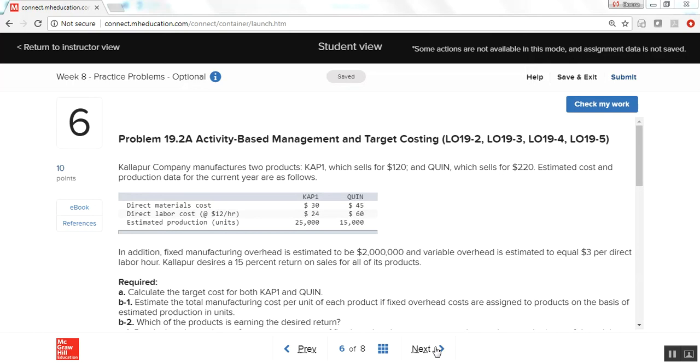So typically there's three different costs that go into a product: direct material, direct labor, and overhead. So here we're not given our overhead, we're going to have to calculate it. The additional information that we have is that fixed manufacturing overhead is estimated to be $2 million and variable overhead is estimated to equal $3 per direct labor hour. And they desire a 15% return on sales for all of its products. So the first thing we need to do is calculate the target cost for both KAP1 and Quinn.